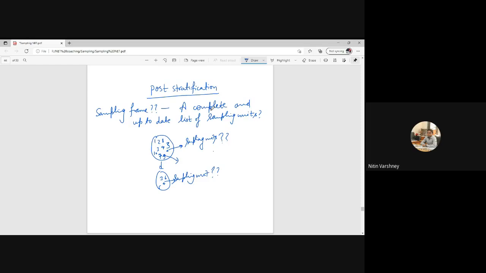So I am telling that it is a complete and up-to-date list of sampling unit. So this is wrong or right? Sir, write sampling frame like voter list.